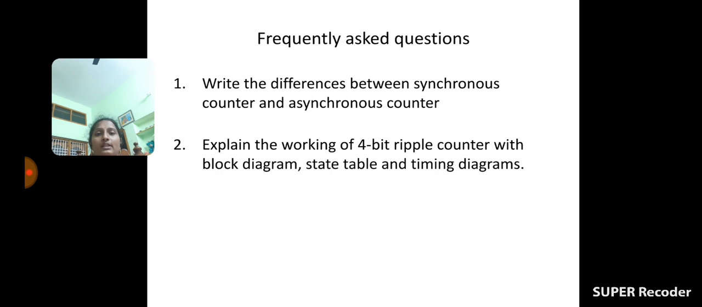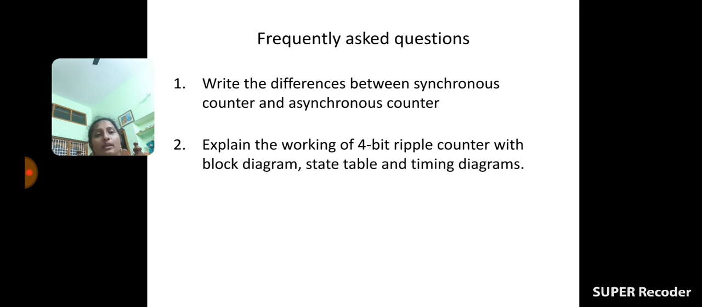Coming to the next question, a 5 marks question: explain the working of a 4-bit ripple counter with its block diagram, state table, which is sometimes called a truth table, and timing diagram. State table means truth table. If we have 5 marks, they are divided as: block diagram carries 2 marks, state table carries 1 mark, timing diagram carries 1 mark, and theory carries 1 mark. In this way the evaluator will divide the marks, so be careful: draw the block diagram, the truth table and also the timing diagram.